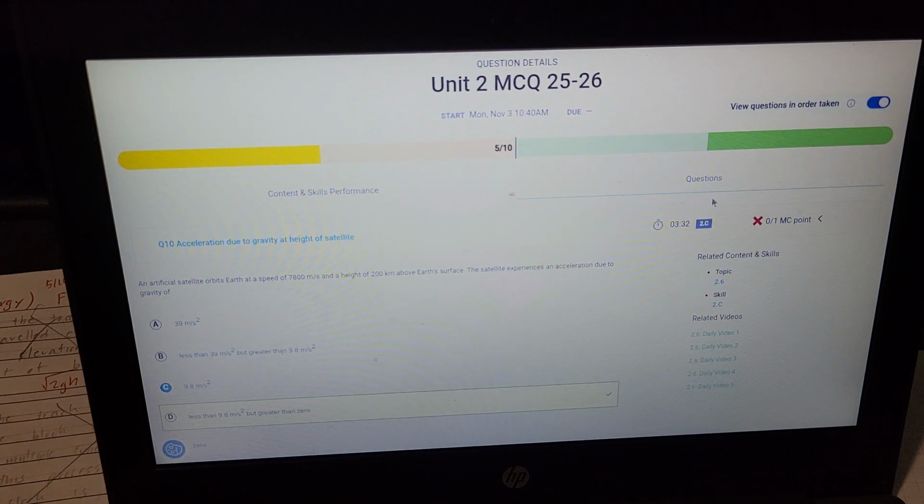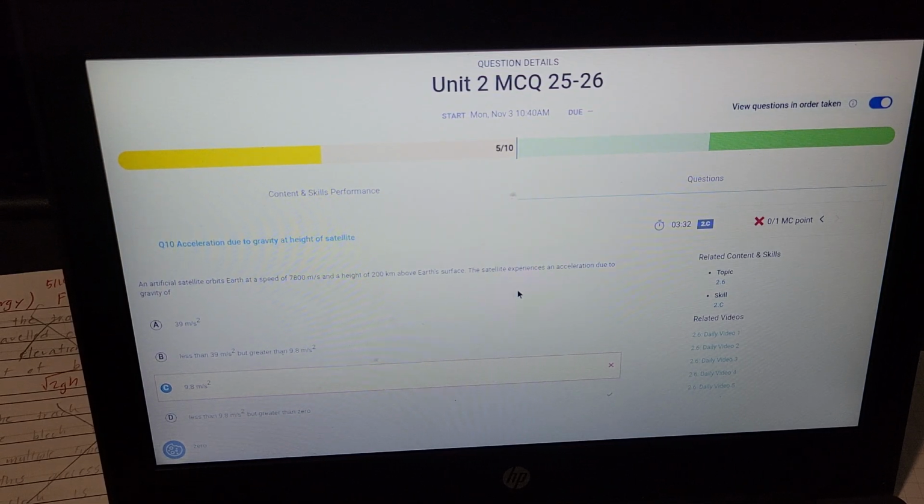Okay, and then this one I got. This one I just didn't use the formula. I didn't plug it in. We could just use v squared over r, or GM over r squared. I think since they gave us speed, I'm just going to use v squared over r. Just make things easier on myself. So let's see.